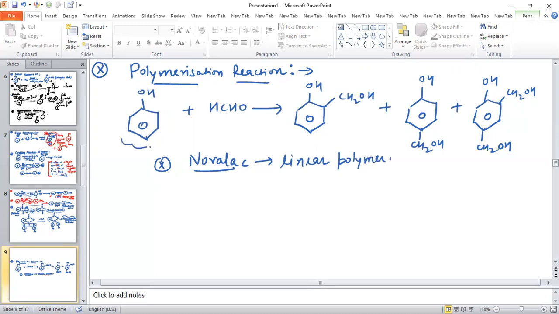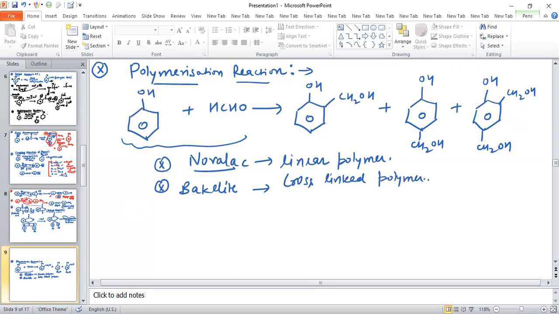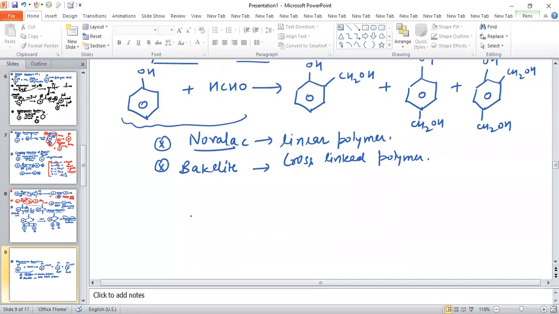So the monomers are basically this one. And if bakelite is formed, bakelite is basically a cross-linked polymer. You can easily identify. If you want, you can also see the reaction mechanism, if you want to know the structure of this. So this is basically if the arrangement is only in linear form.